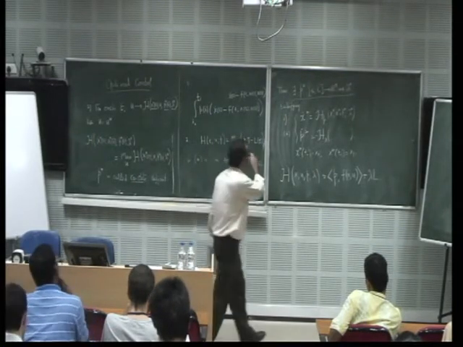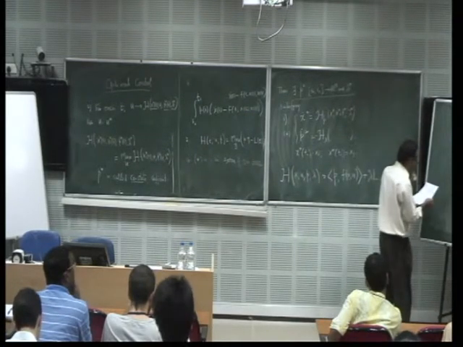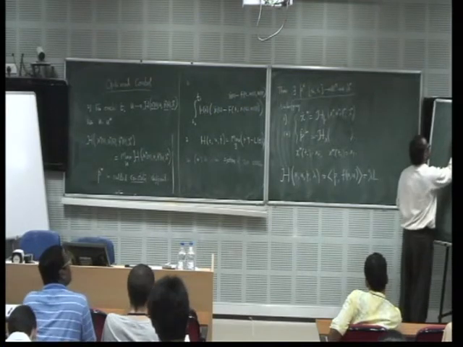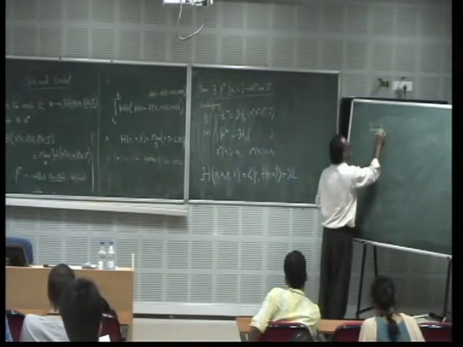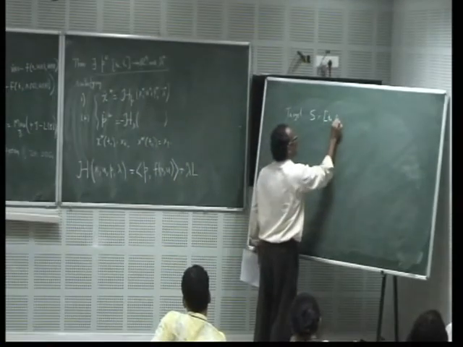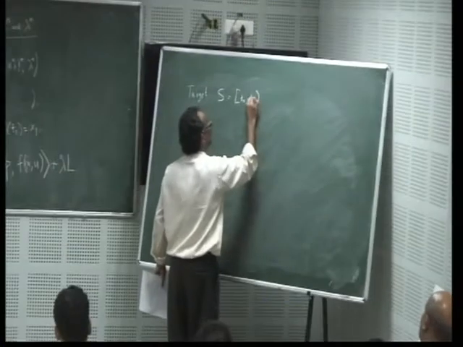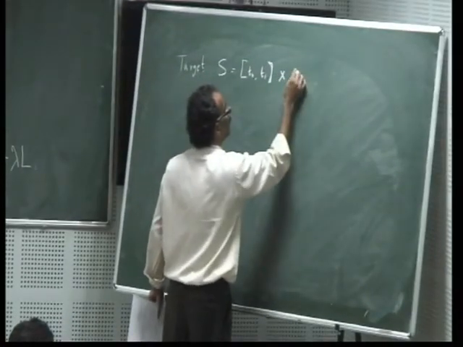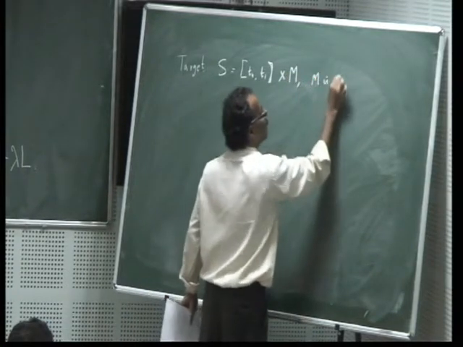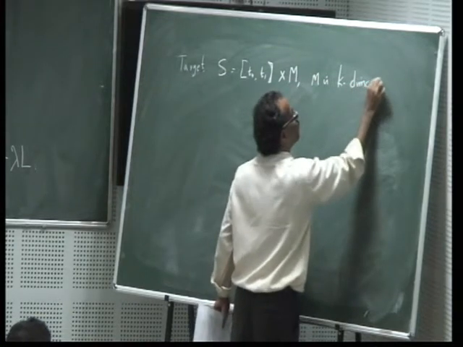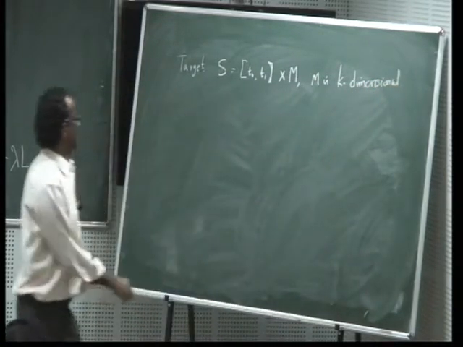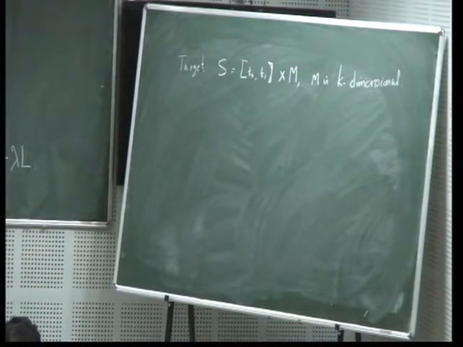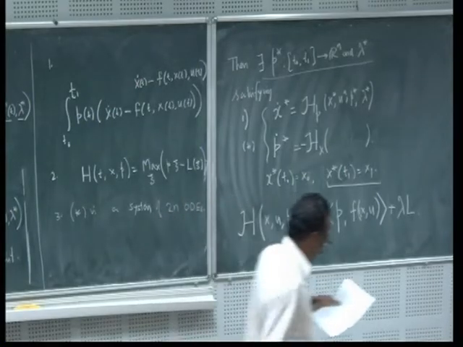Suppose it's not the case. I want to give you a particular situation. Suppose your target set is not that one. Suppose you are taking a target set S equal to [T0, T1] cross M, where M is k dimensional. Then you don't get this condition, because that's part of the analysis. You can write it down, that may not be difficult. So what you can do is study the proof of this maximum principle, and it may be easier to write down that condition. What you will get is something this way.